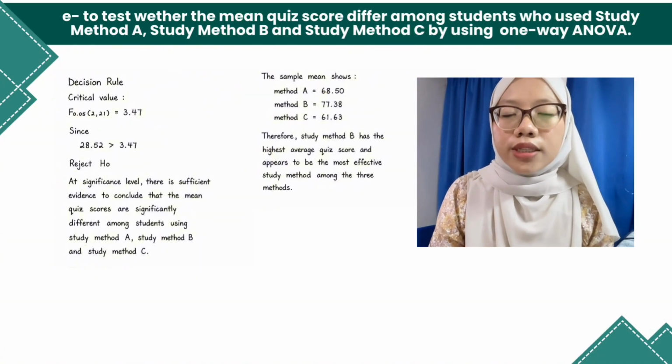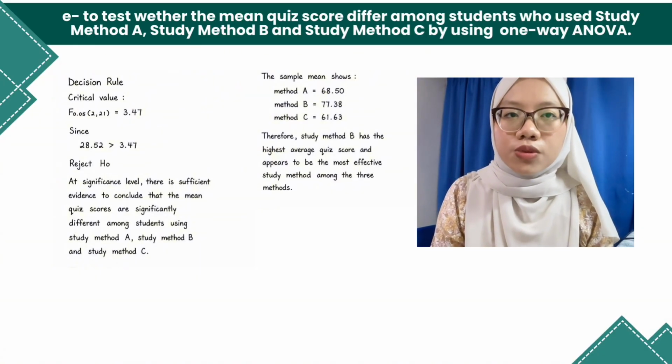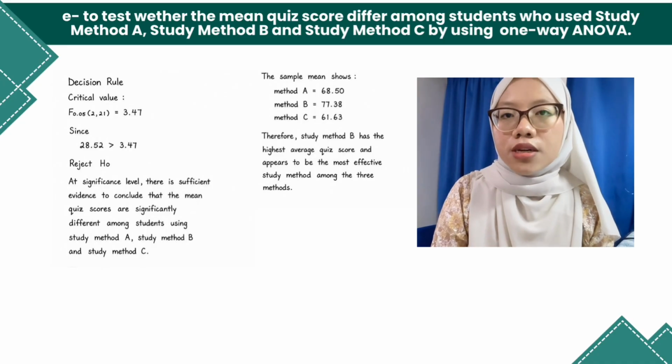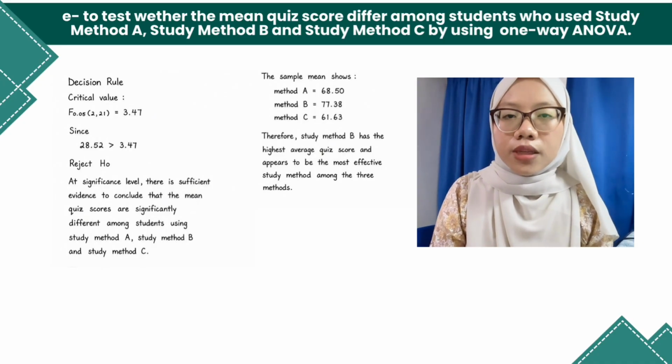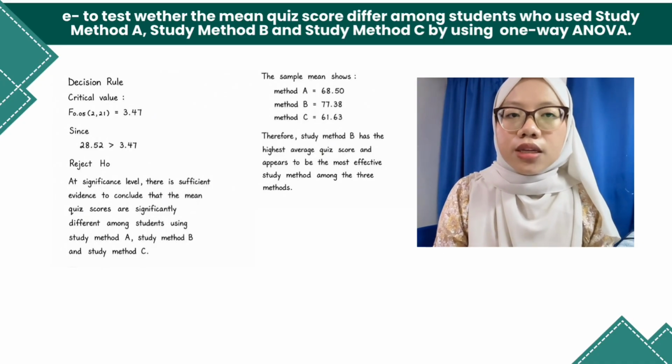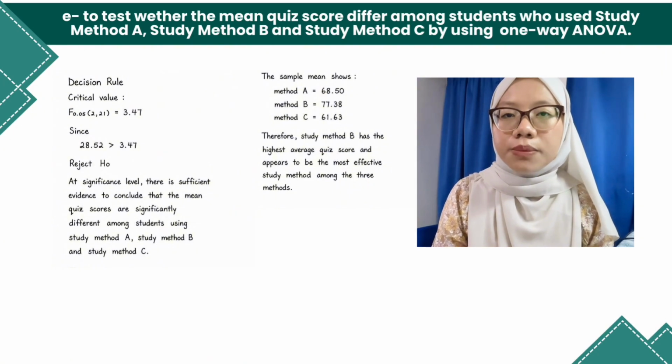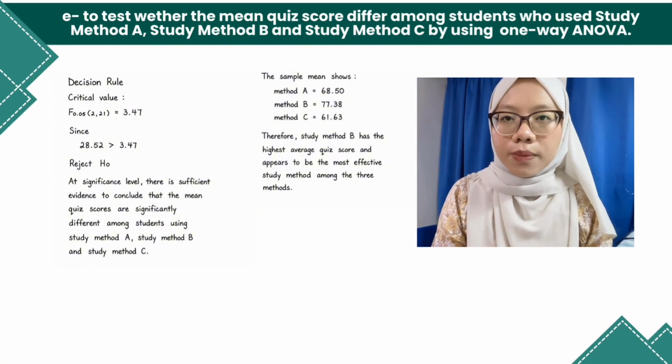Since our calculated F value, 28.52, is greater than 3.47, we reject the null hypothesis. At the 5% significance level, there is enough evidence to say that the mean quiz scores are significantly different among students using study method A, method B, and method C.